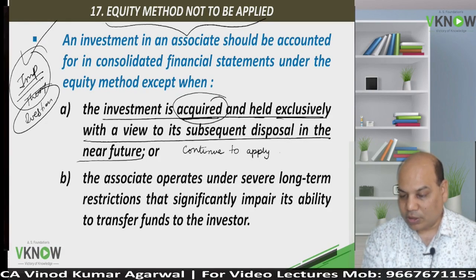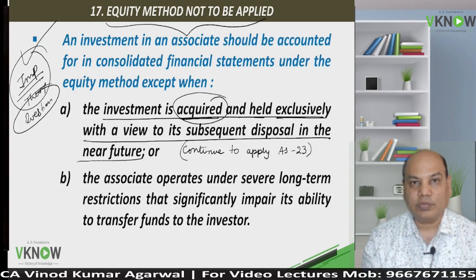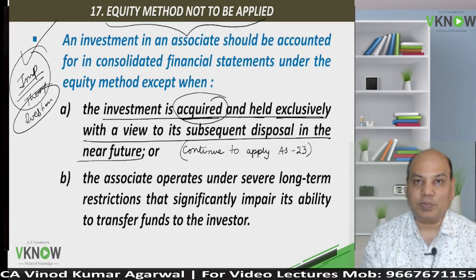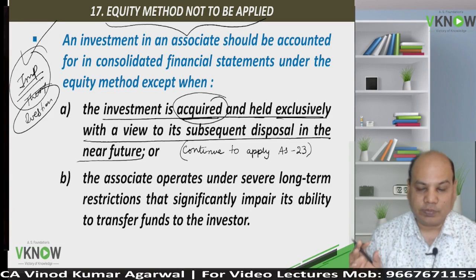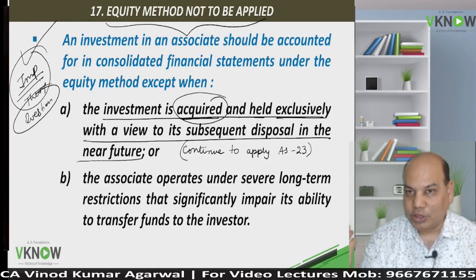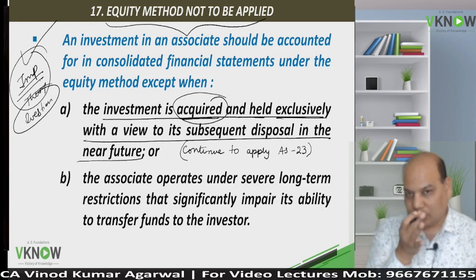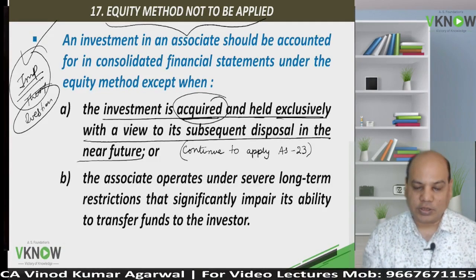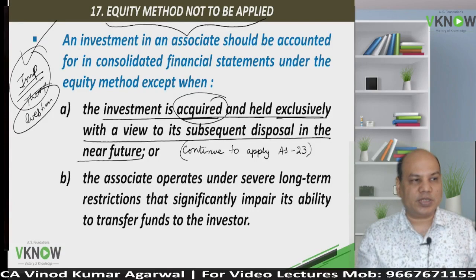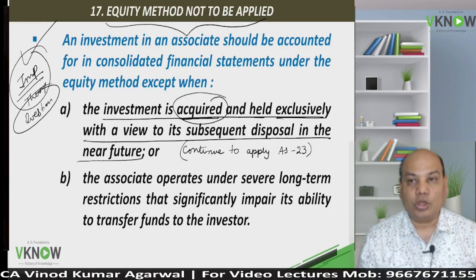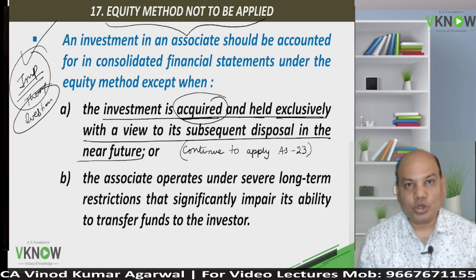If you don't apply AS23 because your objective is to dispose in the near future, you are not interested in participating in financial and operating policy. You are looking for an exit: the moment I get an opportunity to sell it, I'll sell it. Then why apply AS23? AS23 applies when your objective is a long-term investment in an associate. When your objective is a short-term investment, there is no need to do such complex accounting.